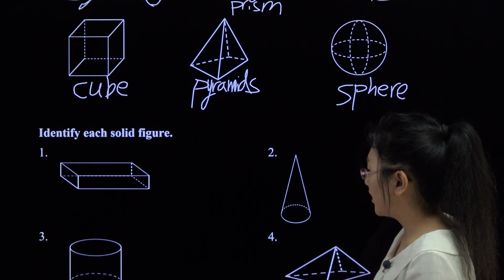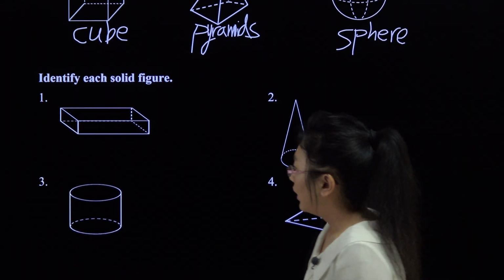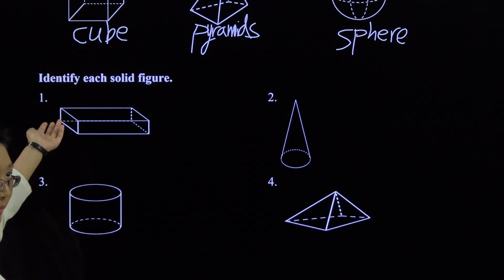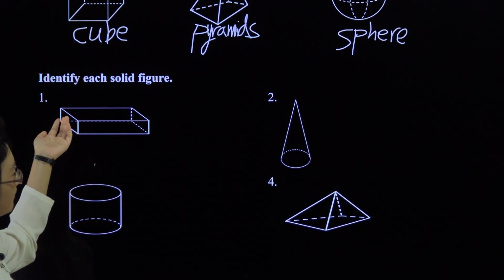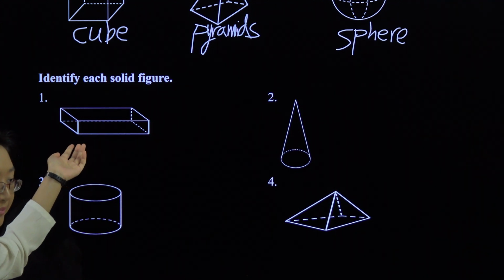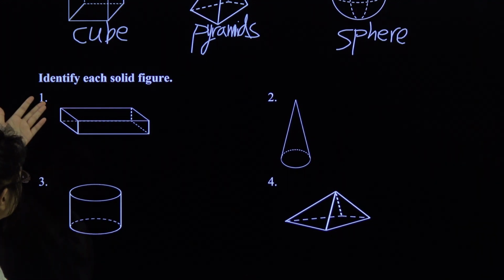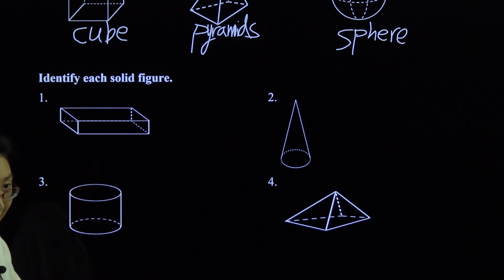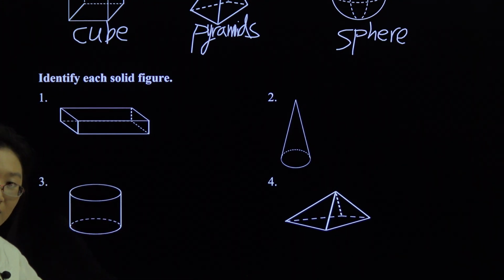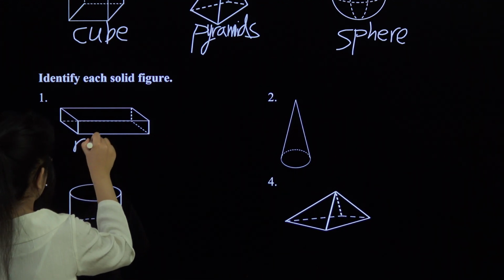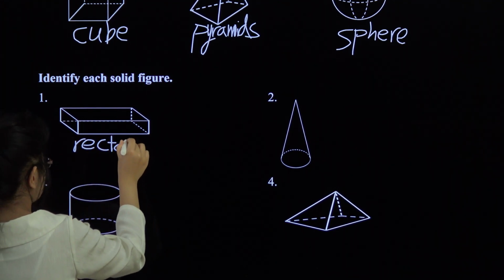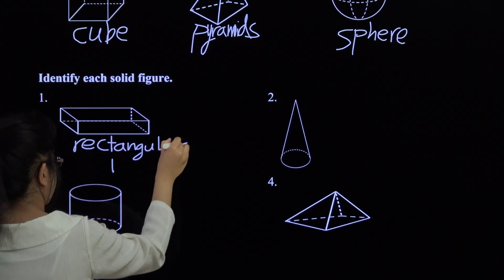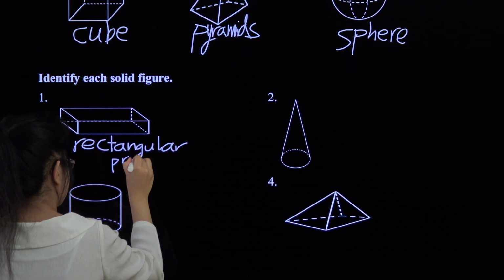Identify each solid figure. Well, here, I'm not sure about you, but I sure as I am alive cannot see any squares in this. In fact, it's all rectangles. So what is it called when it's all rectangles? Rectangular, that's an A. Prism.